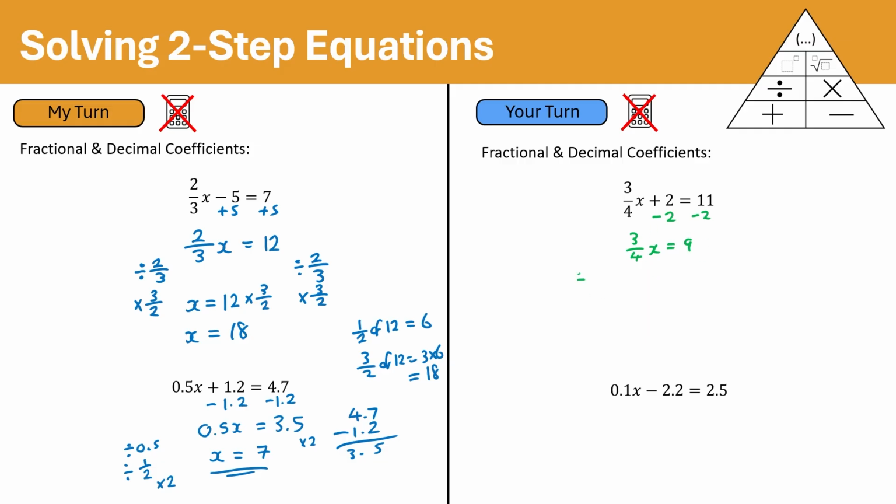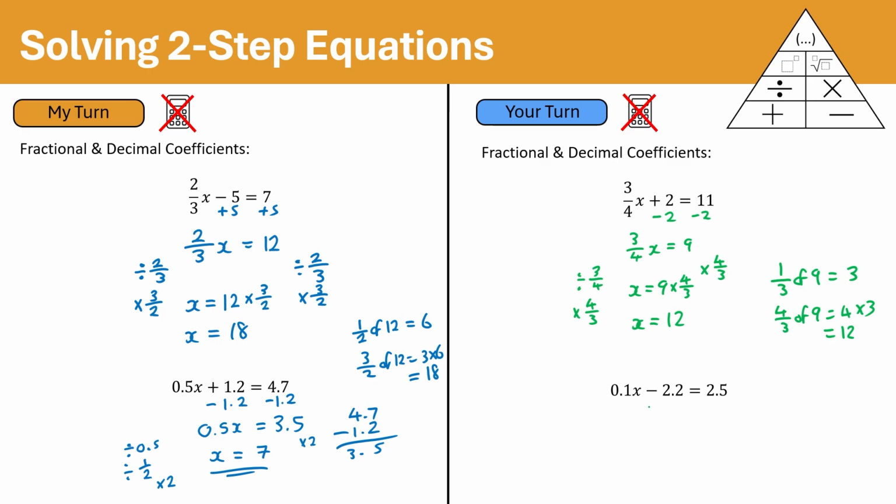We then want to divide both sides by 3/4, which is the same thing as multiplying by 4/3. On the left, that will leave me with x. And then on the right, I have 9 multiplied by 4/3. Off to the side, I'll think, what is 1/3 of 9? Well, 1/3 of 9 is 3. So 4/3 of 9 is equal to 4 times 3, which is equal to 12. My answer is x is equal to 12.